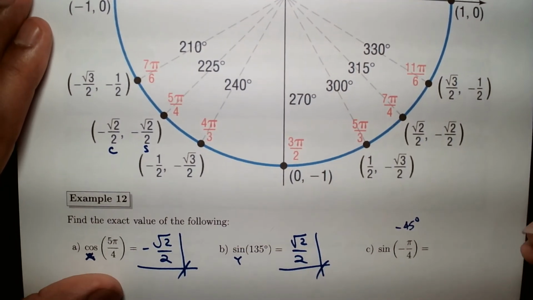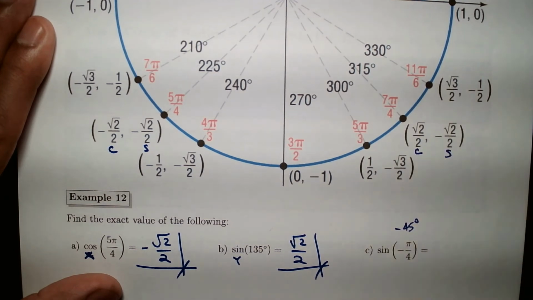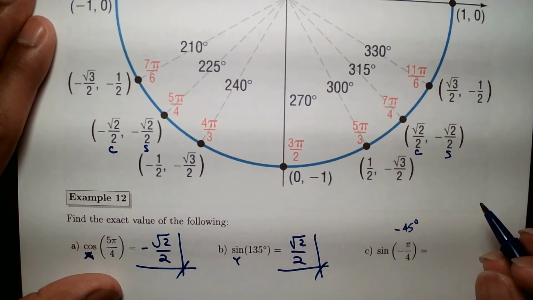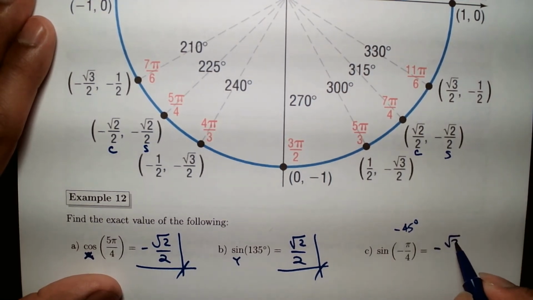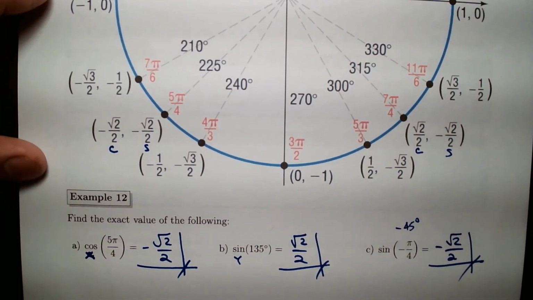And in this case, we're looking for the sine function. Cosine, sine. Sine of 7 pi over 4 or negative pi over 4, that's the same as negative root of 2 over 2. All right? That's all we need to do.